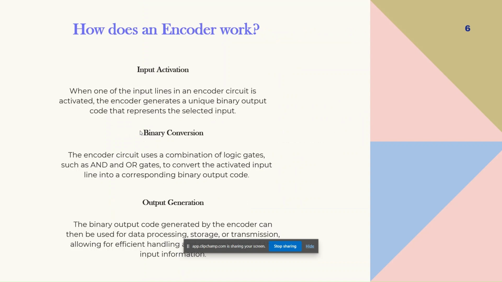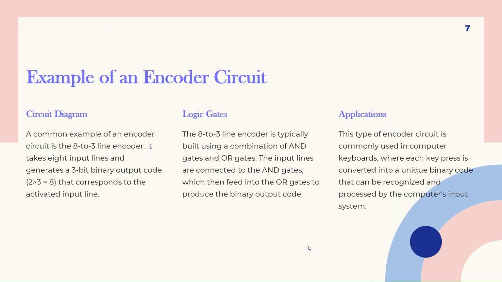Binary conversion. The encoder circuit uses a combination of logic gates such as AND and OR gates to convert the activated input lines into a corresponding binary output. Output generation. The binary output code generated by the encoder can be used for data processing, storage, or transmission, allowing for efficient handling and representation of the information.